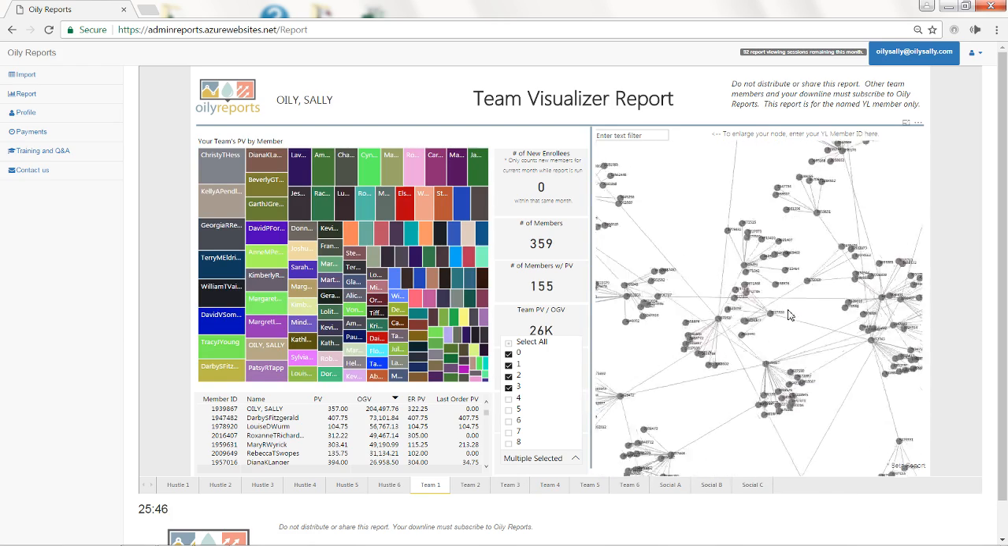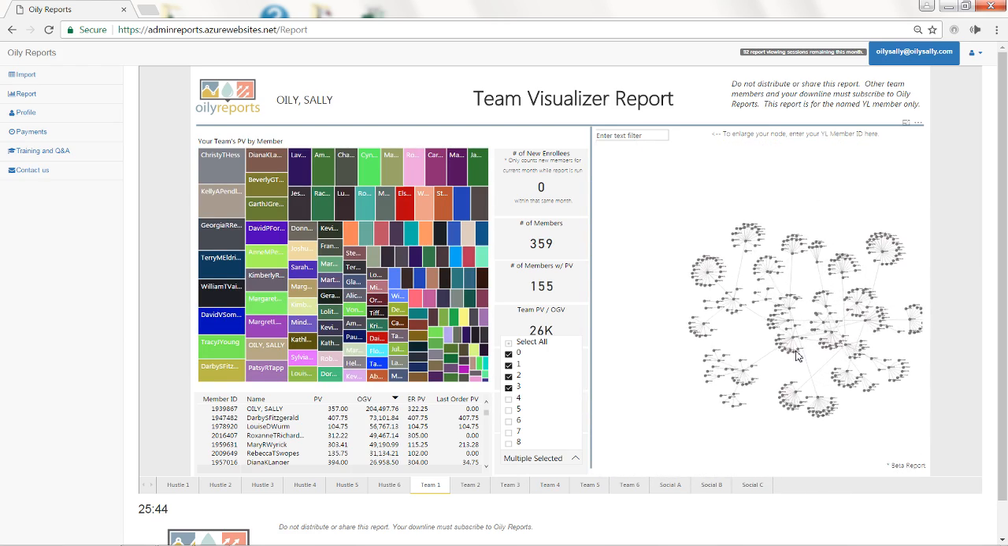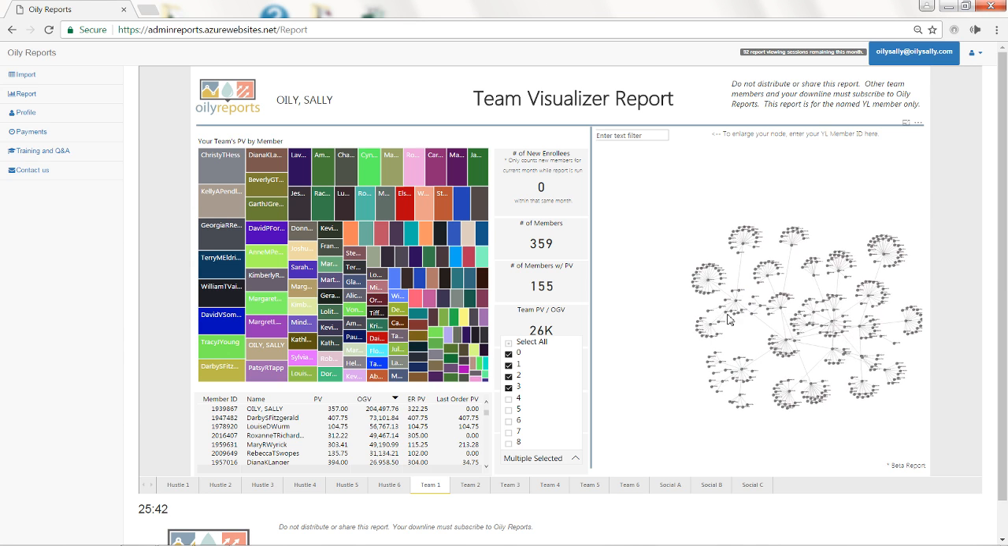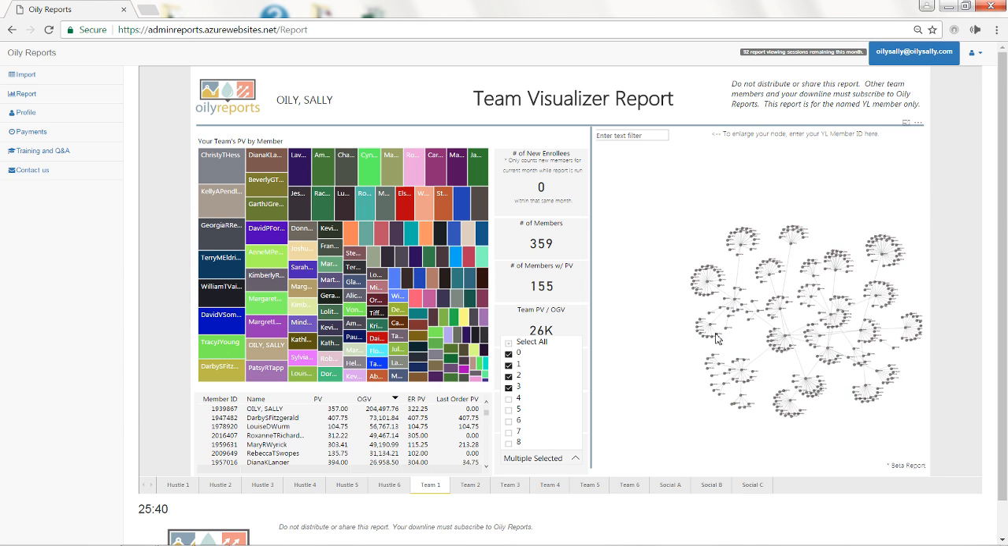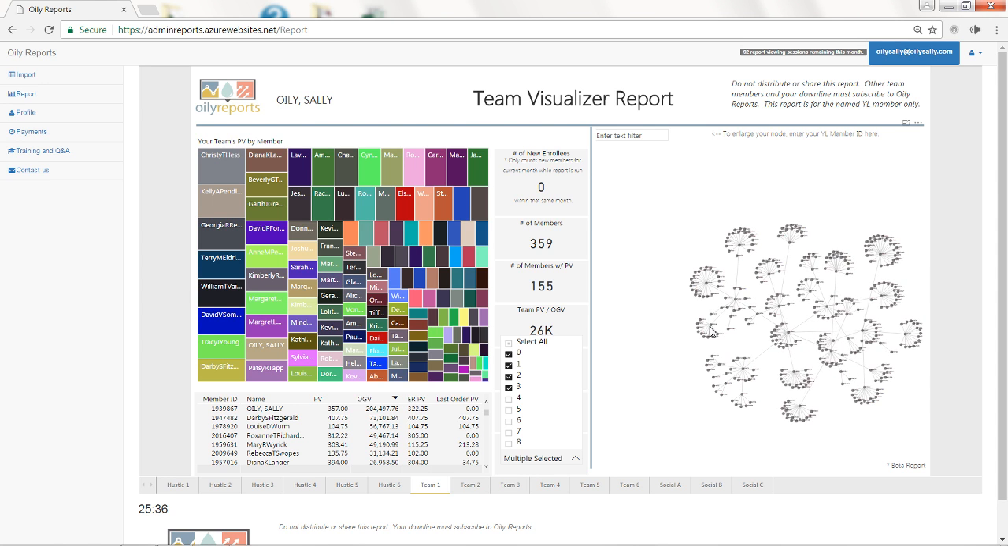Add the next level. Once you get to the next level, you can start seeing that this person over here definitely doesn't have as big a circle, or maybe they just started more recently compared to these other individuals.